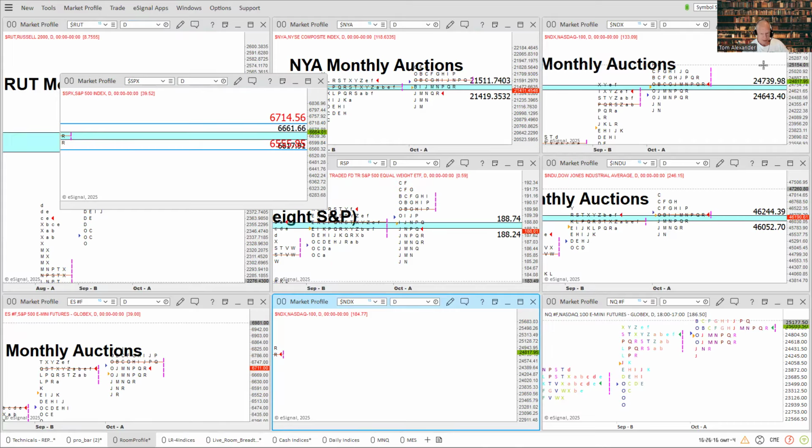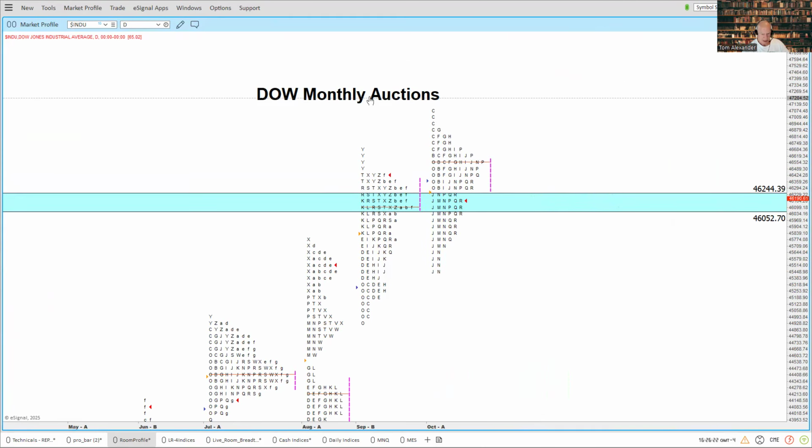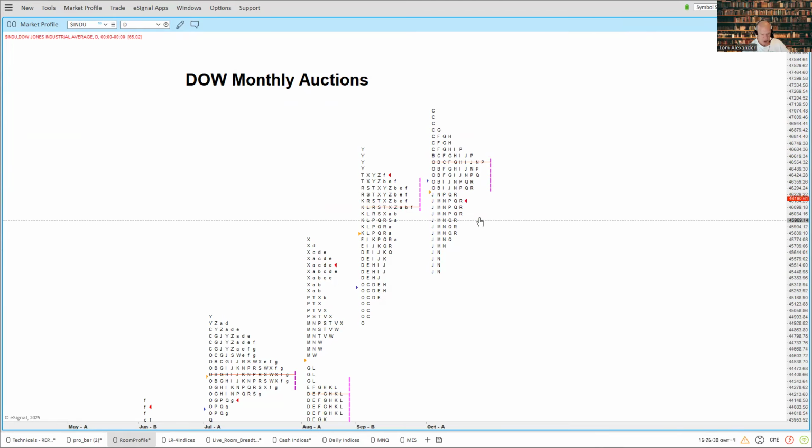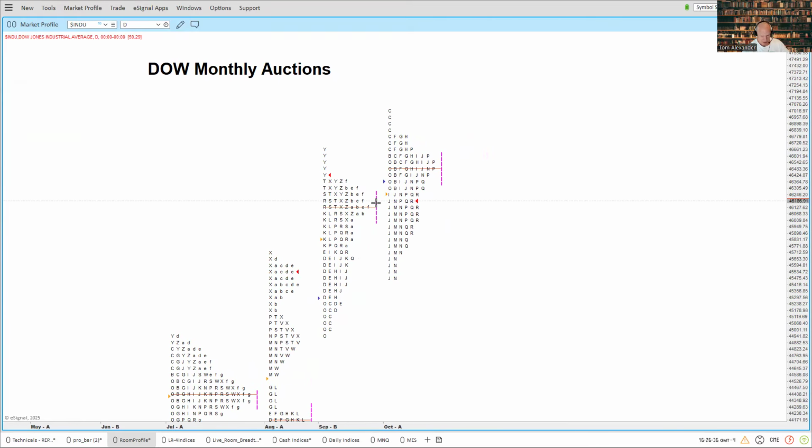Now it gets interesting. Let's look at some other charts. Let's go to the Dow. Here's the Dow. Okay. Now the Dow has closed below the high volume node of the monthly auction so far, and it's closed right at the lower cusp of, well, actually, I'll take that back when I spread it out like this. It's right at the midpoint of the high volume node from September.